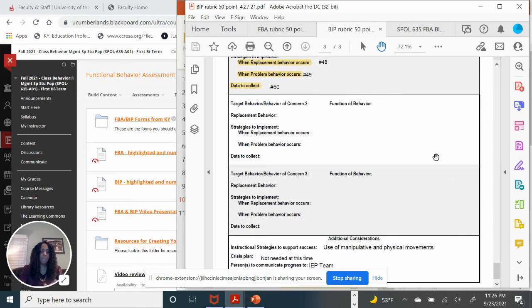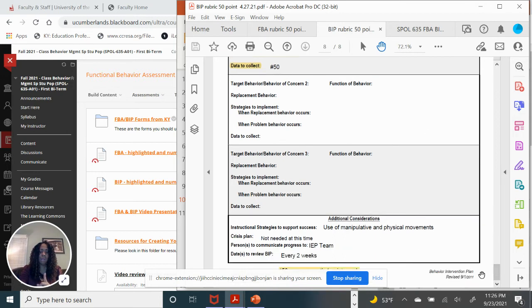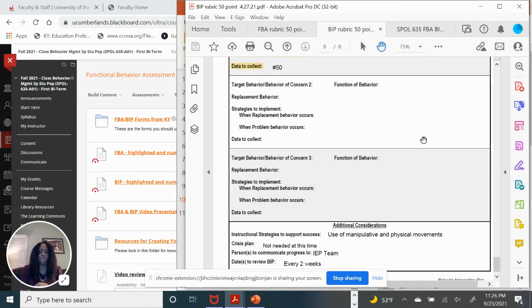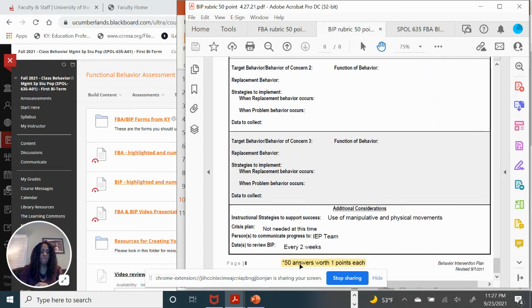Again, it says behaviors 2 and 3 as well, but you only have to do it for one behavior. And then that's it. That is it. The only part here down at the bottom, let me see if I can get that a little bit smaller so I can show you. Hold on just a second. There are 50 answers on this one, and they are worth 1 point each. So that's the BIP. So I've talked about the FBA, the BIP.